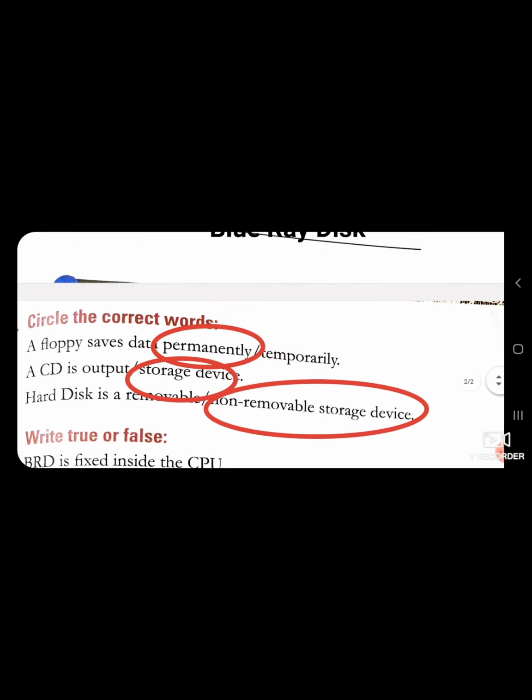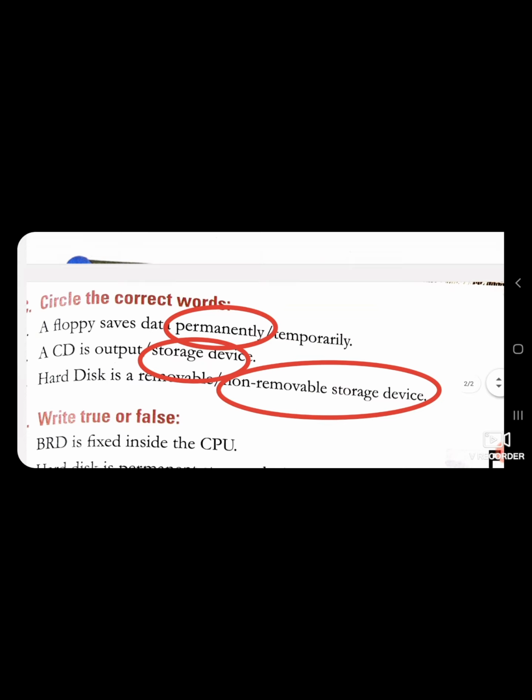Now see the C part. You have to circle the correct words. Number 1, a floppy saves data permanently or temporarily. You have to circle the permanently because floppy always save data permanently. Number 2, a CD is output or storage device. We have learned in the chapter that a CD is a storage device. So, circle the storage device.